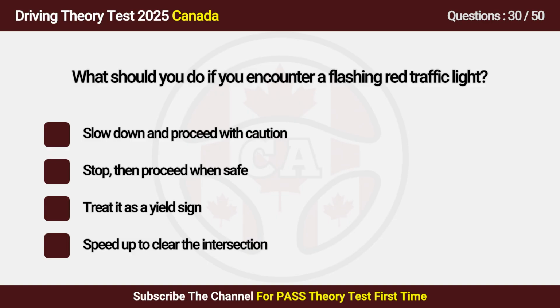A. Slow down and proceed with caution. B. Stop, then proceed when safe. C. Treat it as a yield sign. D. Speed up to clear the intersection.